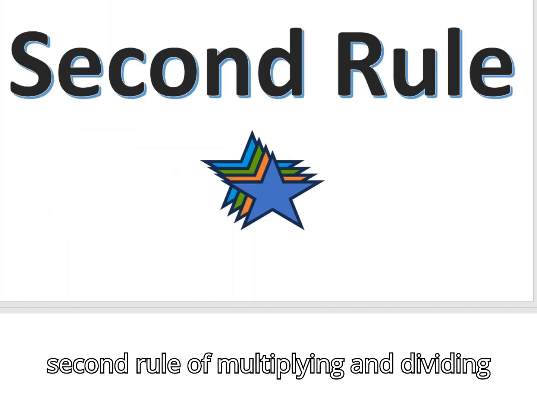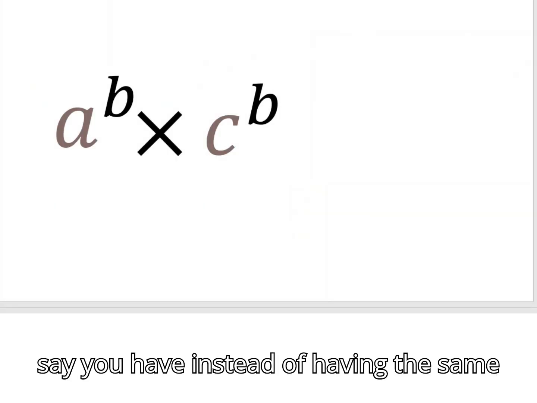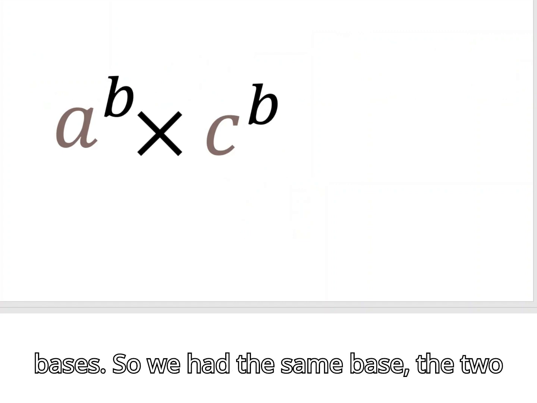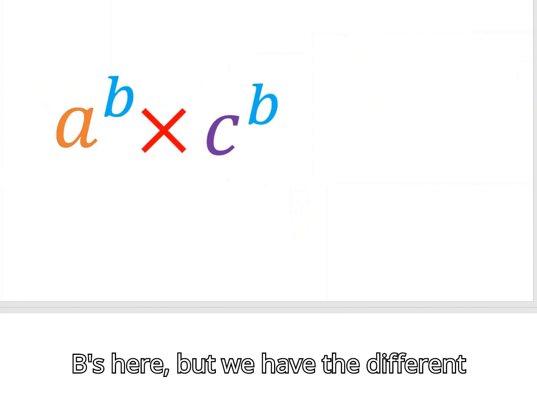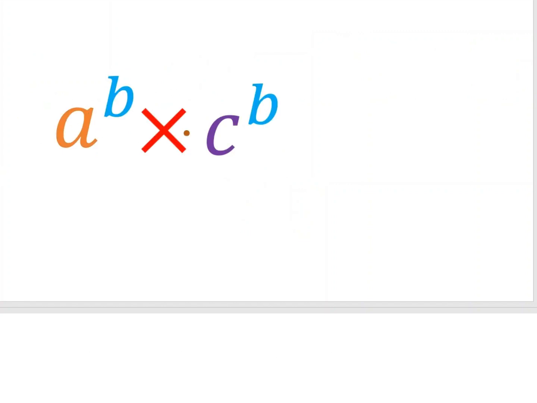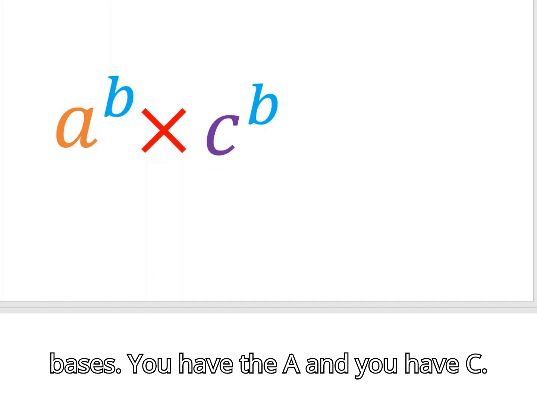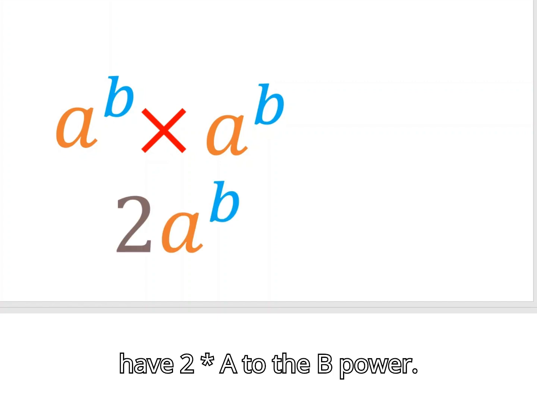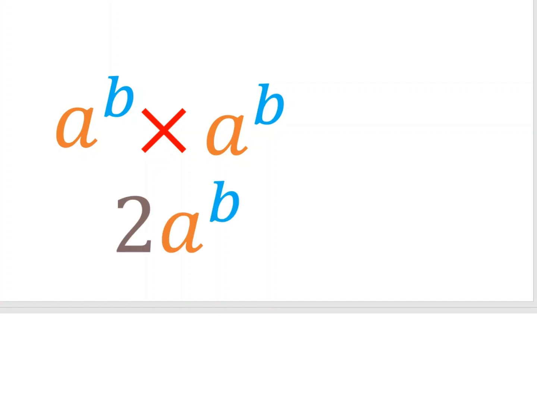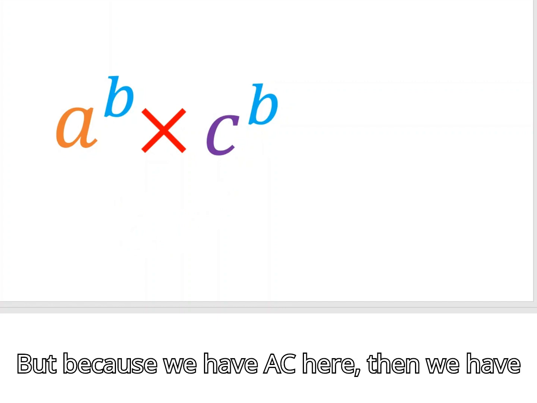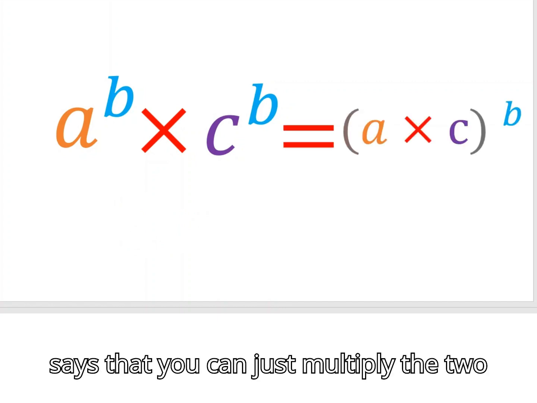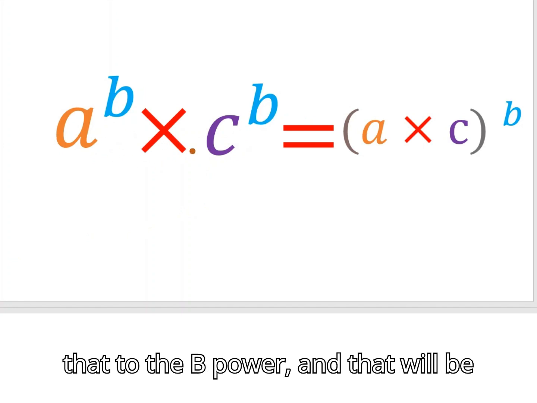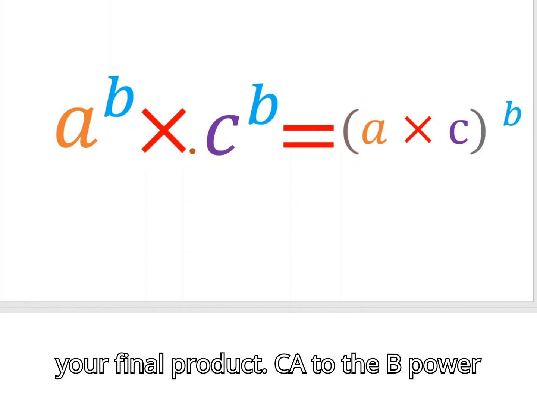Now we'll talk about the second rule of multiplying and dividing exponents. Say that instead of having the same base with different exponents, you had the same exponents with different bases. So we have the same exponent b here, but we have different bases, a and c. If there wasn't a c here and there was just an a, we could have 2 times a to the b power. But because we have a c here, we have to use a special rule. The special rule says that you can just multiply the 2 bases, so it would be a times c, and then have that to the b power, and that will be your final product.